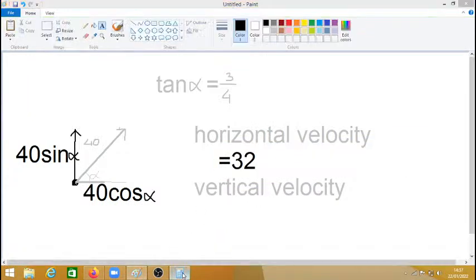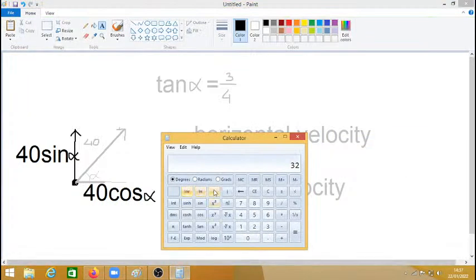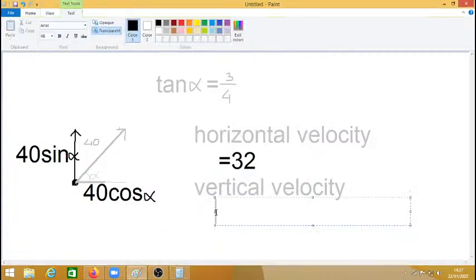And then do the same thing for the vertical velocity. Hopefully you've got an easier way on your calculator, but I'm going to have to do that again from scratch. So 3 divided by 4, inverse tan, and then for the vertical velocity, it's sine alpha times 40. So sine alpha, that's 0.6, times that by 40, that gives me 24.